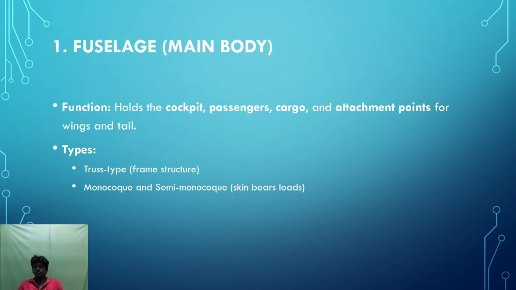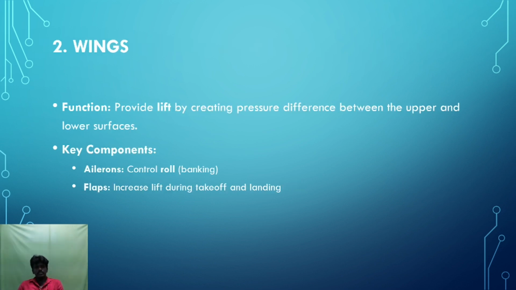Nowadays we use semi-monocoque structure for larger aeroplanes. Monocoque structure is an old-days structure. It carries only 4 people. Wings provide lift by creating a pressure difference between the upper and lower surfaces. Wings play a major role in creating lift. The key components are ailerons and flaps. Ailerons are used to control roll, and flaps are used to increase lift during takeoff and landing.